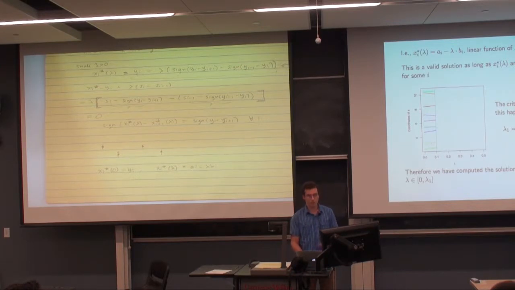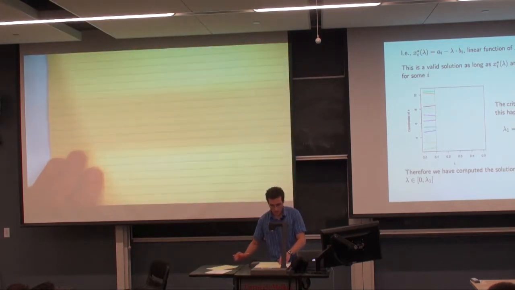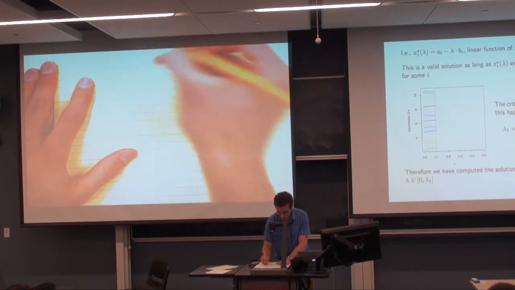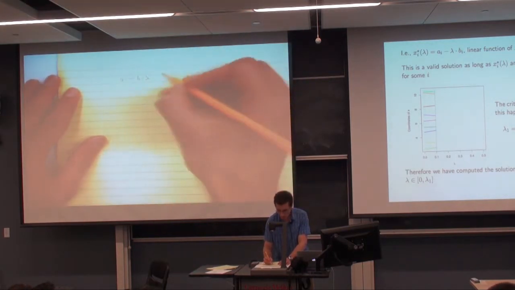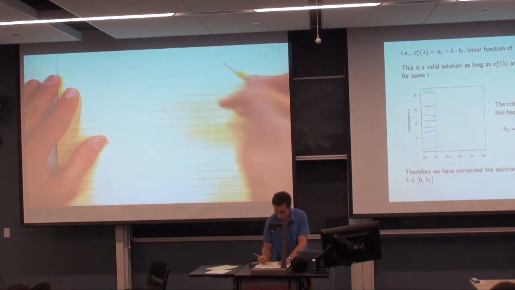So what's the value at which they cross? Well, that's when one of them crosses. That's pretty easy. We just have to say when is a_i minus b_i lambda equal to a_{i+1} minus b_{i+1} lambda.